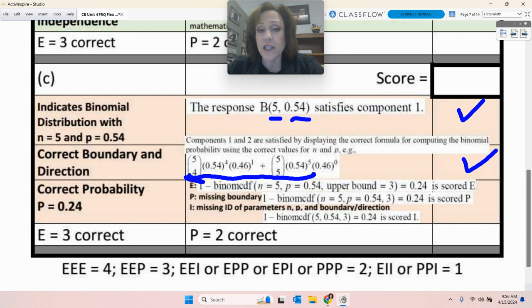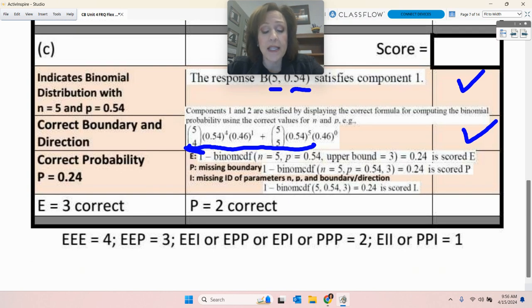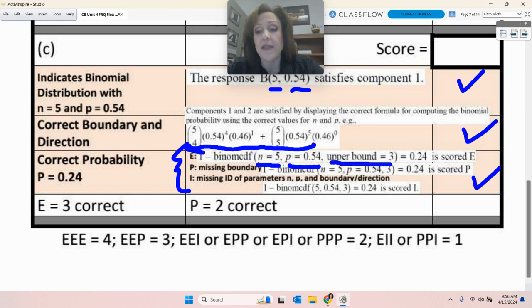But what's interesting is I wanted to show you all these ways that you can get credit, and then of course the correct probability, okay? I wanted to show you all these ways that you could actually get credit and not have to have written out the binomial formula. If you did 1 minus binomial CDF and you identified n equals 5, p equals 0.54, and the upper bound equals 3, and that equals 0.24, that actually gives you full credit, because that indicates binomial. It tells you that n is 5, p is 0.54, and that the upper bound was 3.